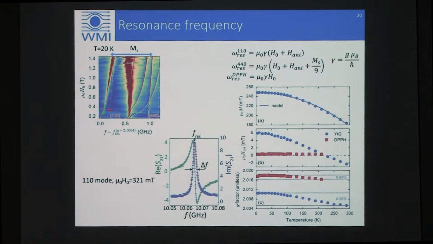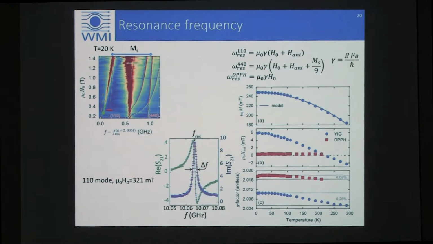Okay, so you can extract the saturation magnetization as a function of temperature, right? This line is a fit to Bloch's law, so it's as expected, that works. You can look at some anisotropy field in the yttrium iron garnet sphere. For the dppH, there is zero anisotropy field. For the yttrium iron garnet, okay, there seems to be some variation with temperature. And you can look at the g factor, how that varies with temperature. It's shown here for the YIG and for the dppH reference, where the temperature variation is actually rather small in both cases. It's below 0.5% also for YIG.